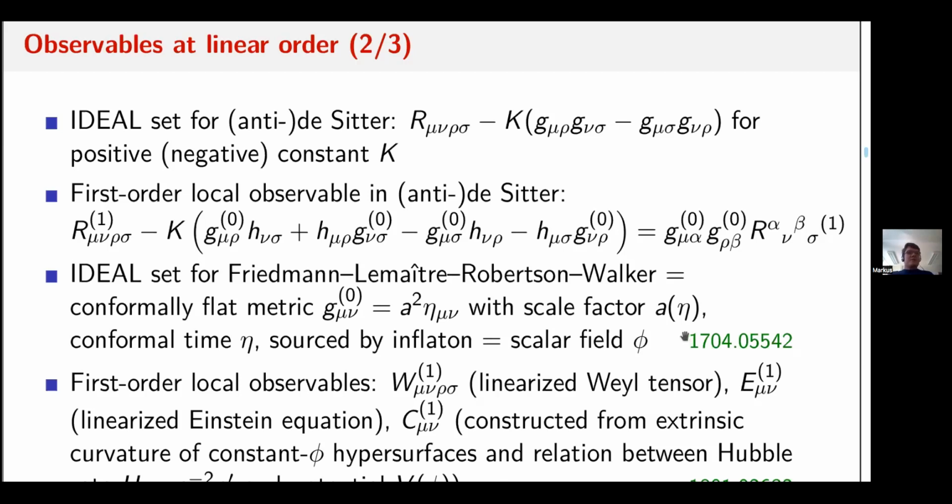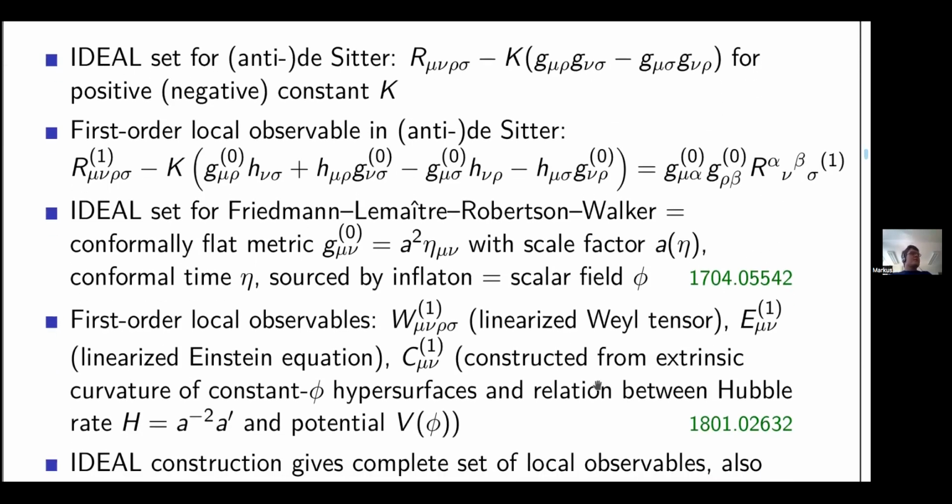And then we can use this, again, to construct observables at first order, by the same procedure as before. What do you get? Well, you get the linearized Weyl tensor. This is very clear. Your background metric is conformally flat. That means the background Weyl tensor vanishes, so the first order is invariant. What else do you get? You get the linearized Einstein equation. So you write down your Einstein equation, Einstein tensor equals stress tensor. You linearize that around the background. On the background, it vanishes, so the first order thing is some gauge invariant stuff. You can write it down, it's a long expression. So these are the two obvious first order observables.